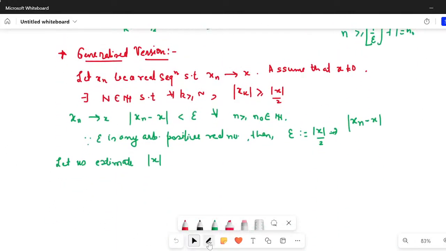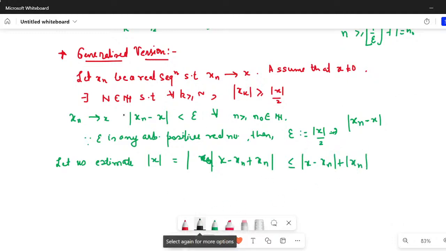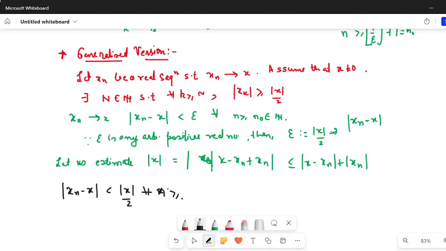Okay, so let us estimate modulus of x. What would be modulus of x? So modulus of x would simply be, I can say, mod of x minus xn plus xn. And I can also write it as modulus of x minus xn plus modulus of xn. Now you just think that if my sequence xn is convergent, then modulus of xn minus x can be made less than modulus of x by 2 for all n greater than equal to some natural number capital N.